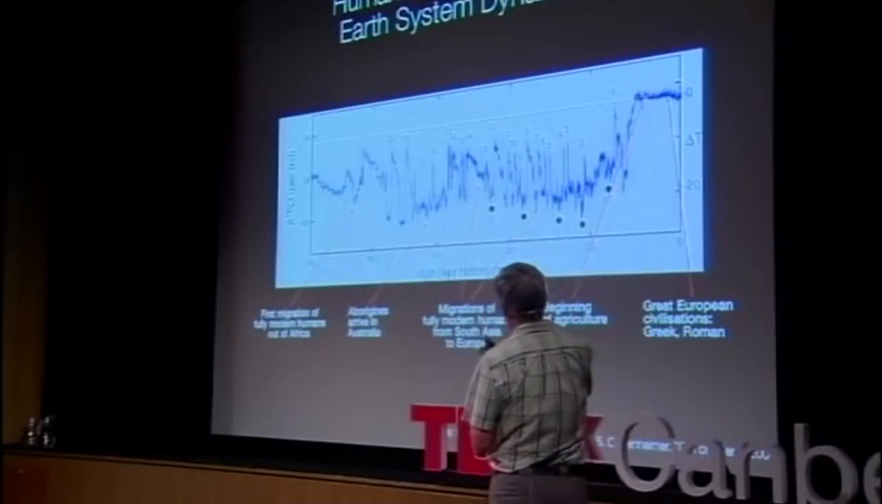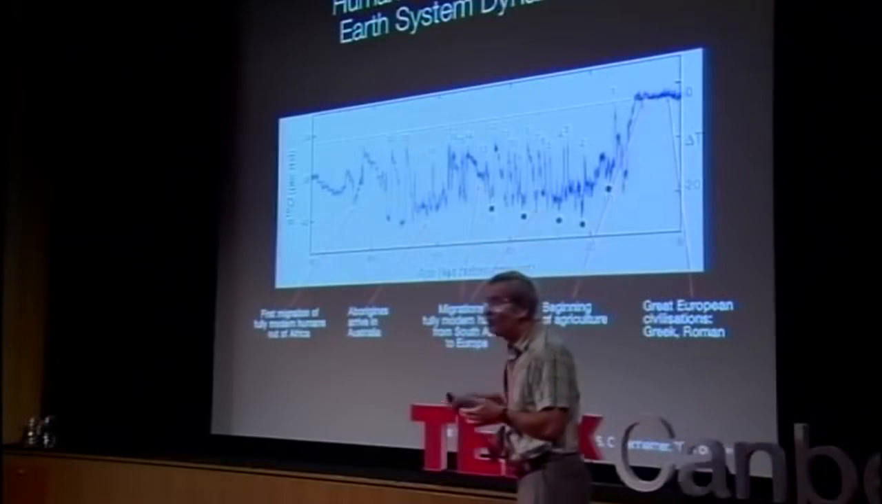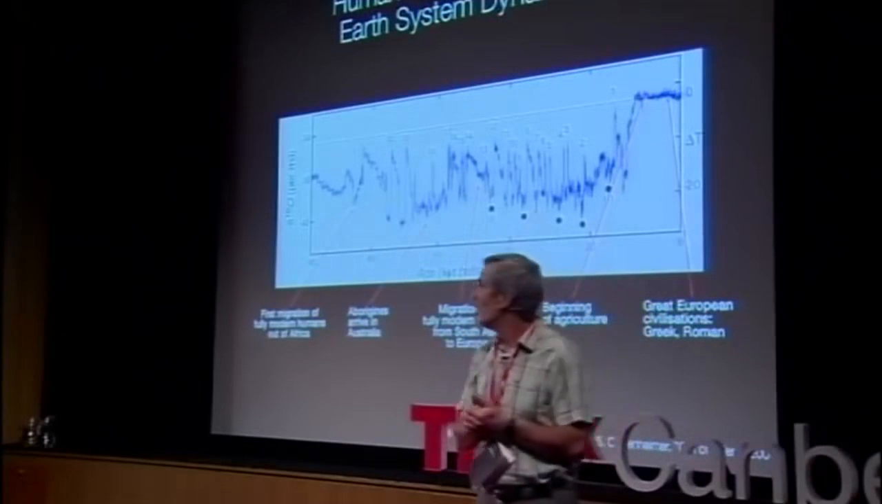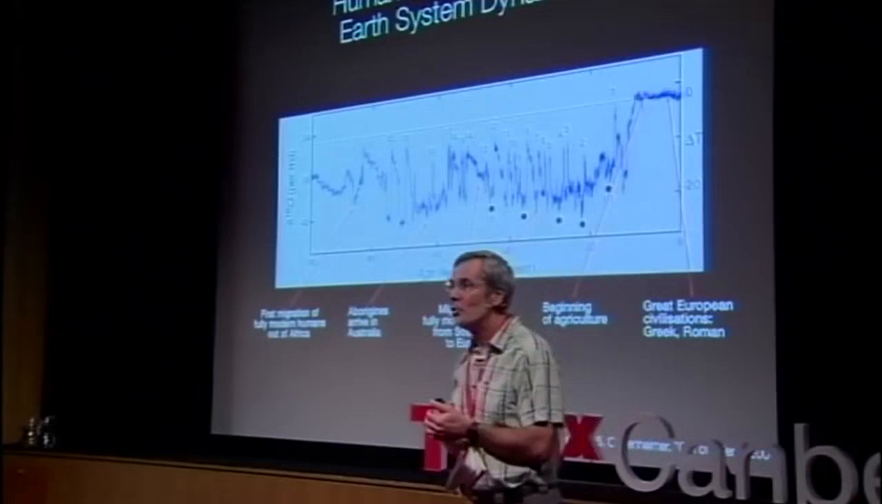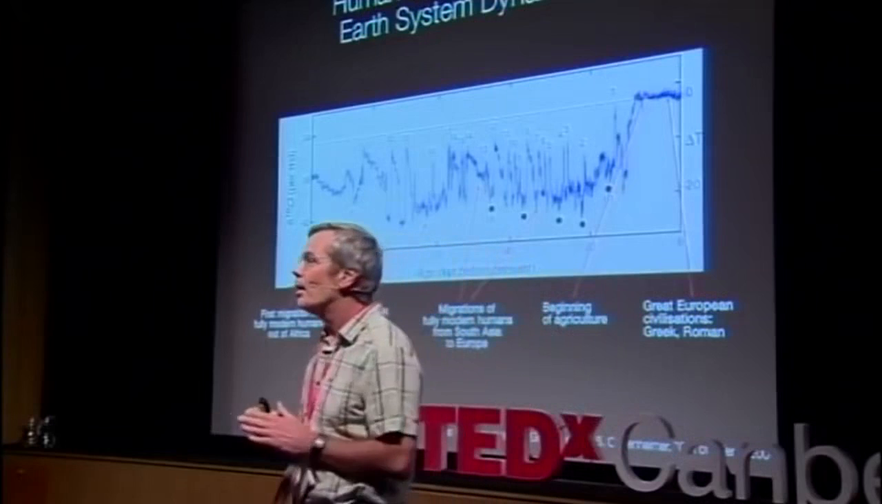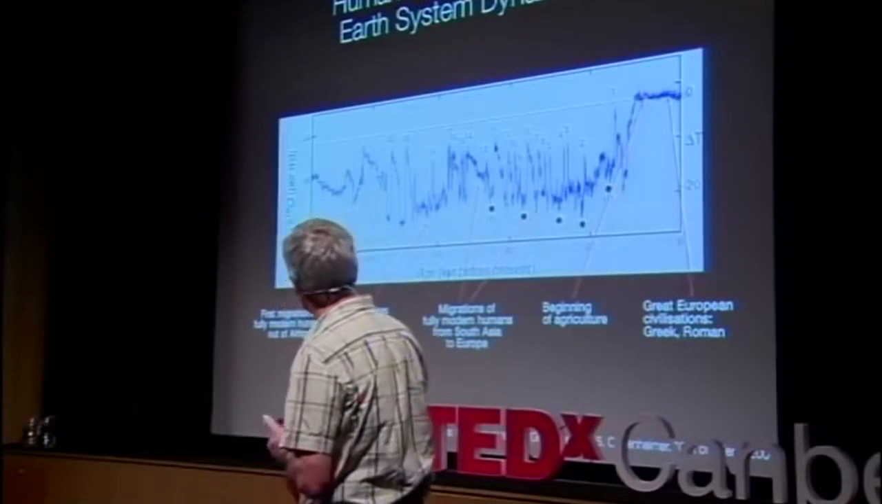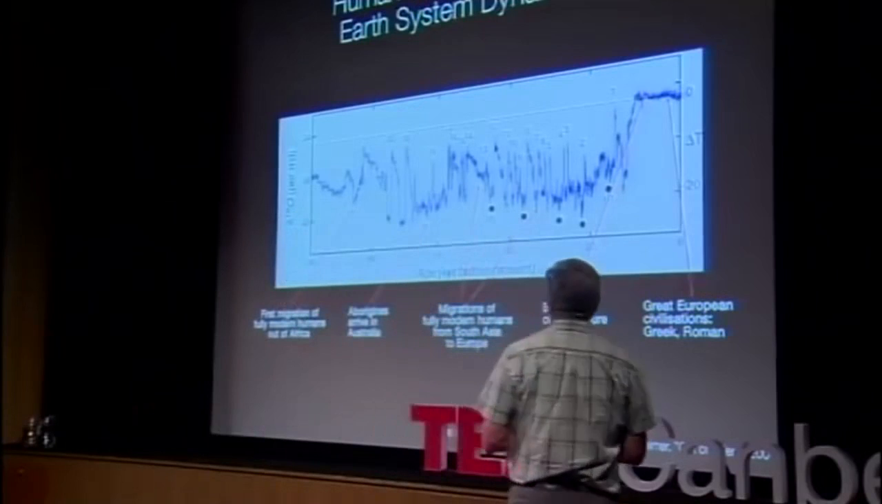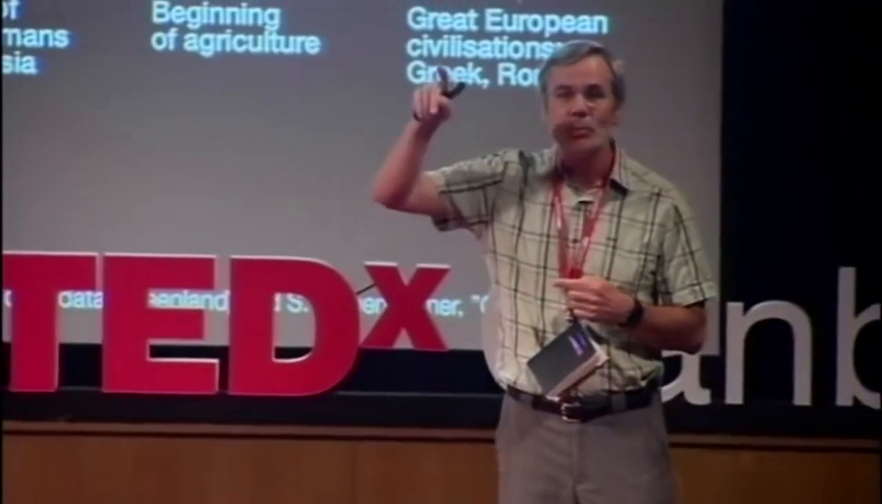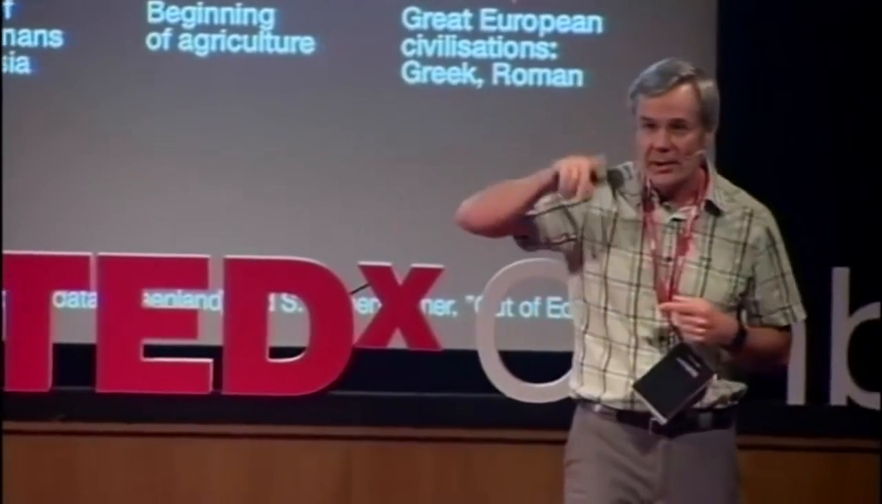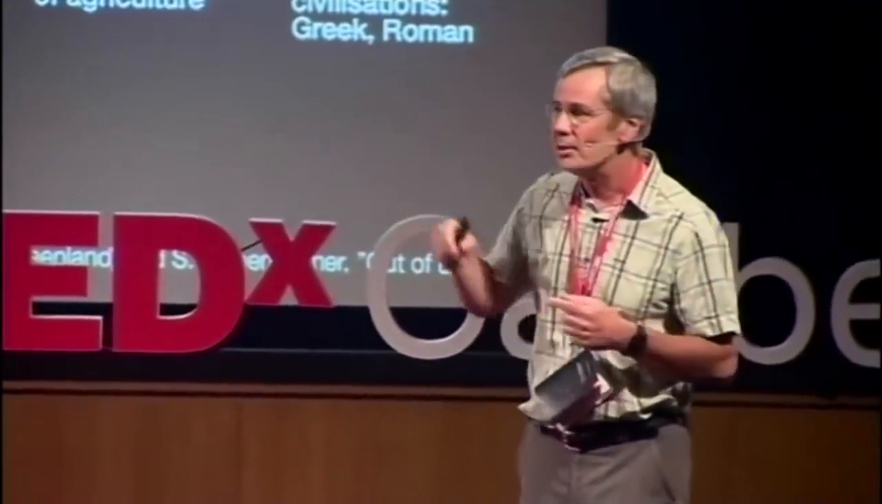The first successful migration of fully modern humans out of Africa was about 85,000 years ago. And you see that there was a dip in temperature, which means that sea levels dropped. It was easier for humans to migrate out of Africa, and they did. And they went around the Arabian Peninsula, moved on through around the Indian subcontinent, through the Indonesian archipelago.